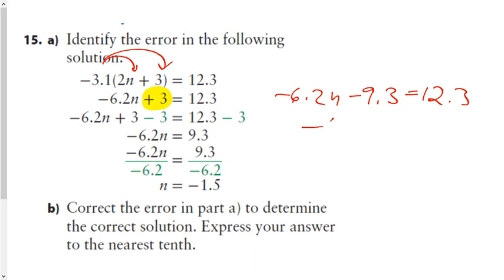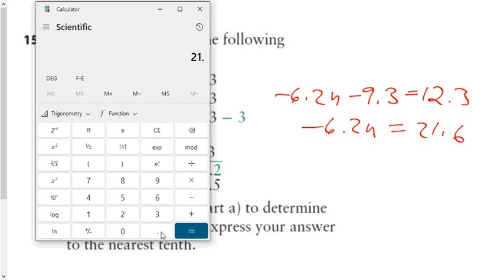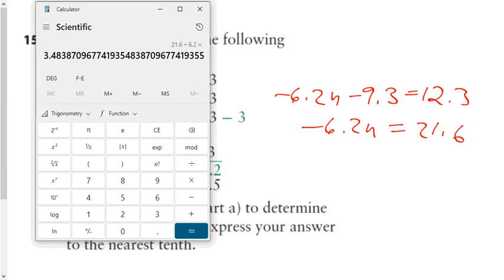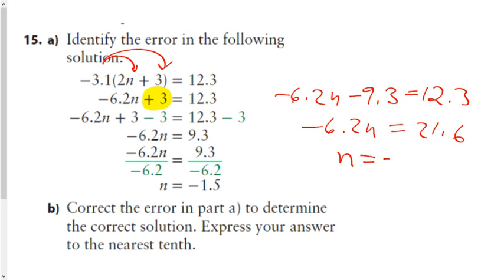Add 9.3 to both sides. 21.6. Divide by 6.2. 21.6 divided by 6.2 equals, oh, I made a mistake again. Where did I make a mistake? Oops, it does say round your answer to the nearest tenth. So to the nearest tenth, our approximate answer would therefore be approximately n equals negative 3.5, approximately equals.